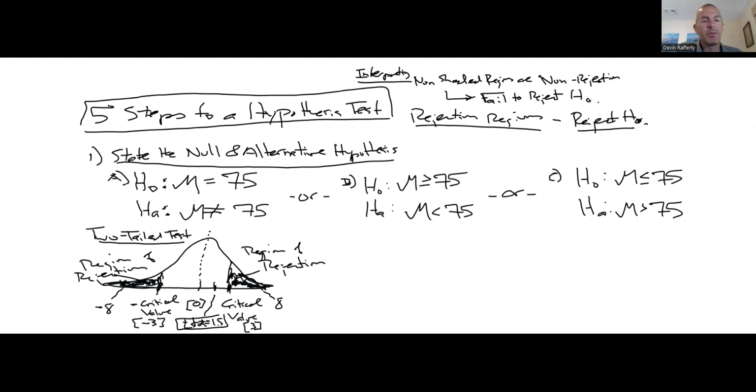At the end of the day, we are comparing a test statistic, whether it's 1.5, positive 8, or negative 8, versus a critical value. If the test statistic goes past the critical value and lands in the rejection region, then you will end up rejecting the null hypothesis.